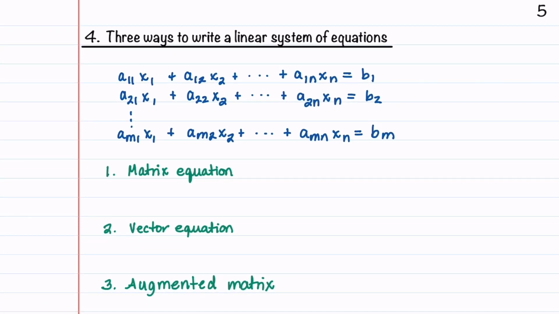We now know 3 ways to write a linear system of equations. We can first write it as a matrix equation. That looks like A times X is equal to B. We can then write it as a vector equation where we multiply the X's by the columns of A. This looks like X1 A1 plus X2 A2 all the way up through Xn An is equal to B.